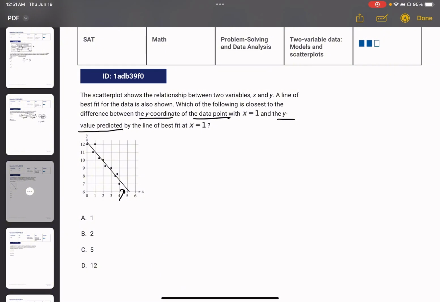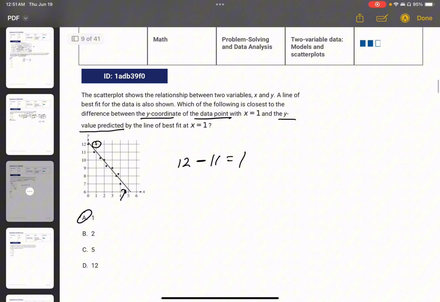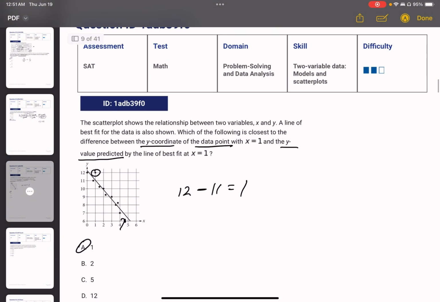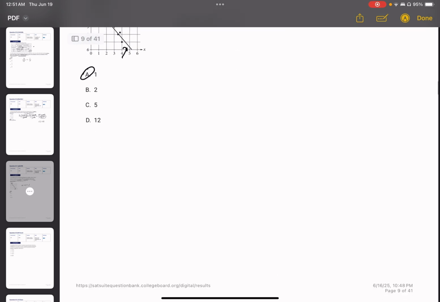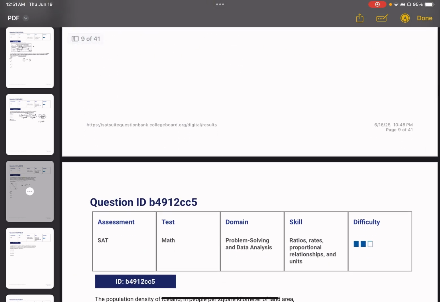So we have first our actual value at x equals 1, which is 12. It's this point over here. So we have 12 minus the value predicted by the line of best fit at x equals 1, which is 11. And this is just 1, simply. That's our answer. We're getting very easy problems today. Hopefully this is the same luck you guys have on test day in August.